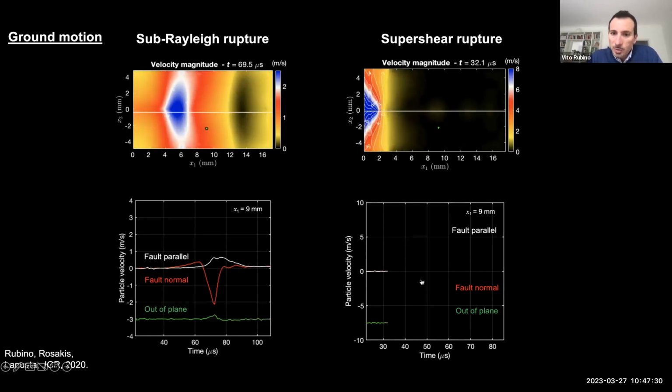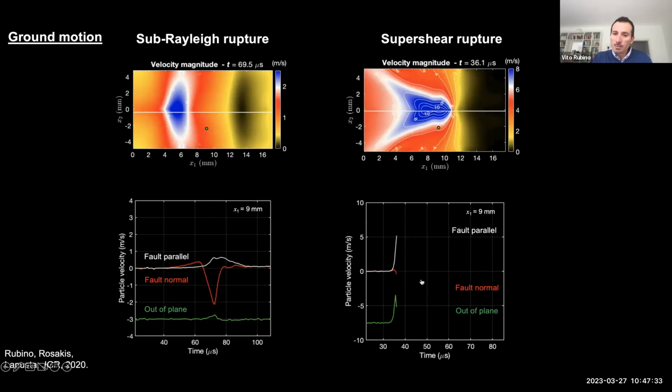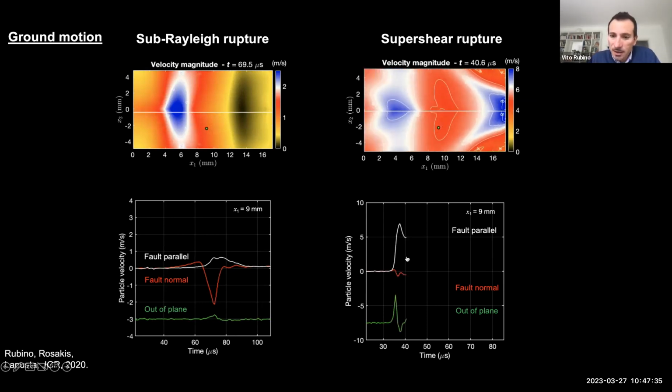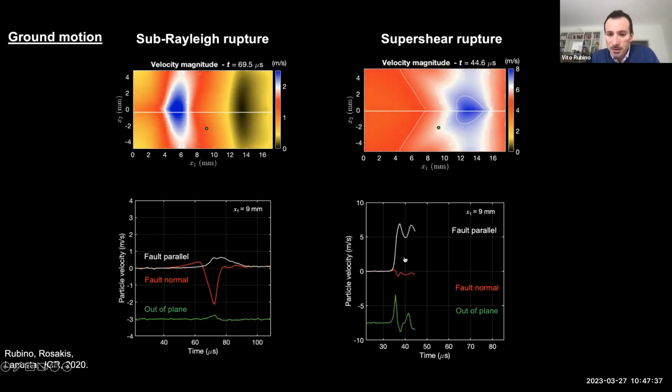However, for a super shear rupture, as the rupture comes through, we can see that the fault parallel component is more important. And of course, this has implications for ground motion and for earthquake hazard assessment.